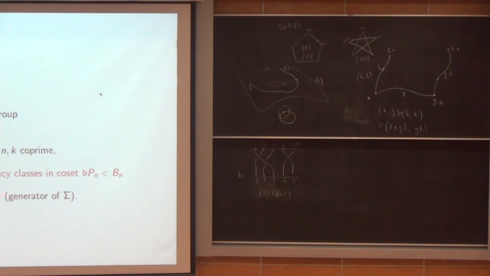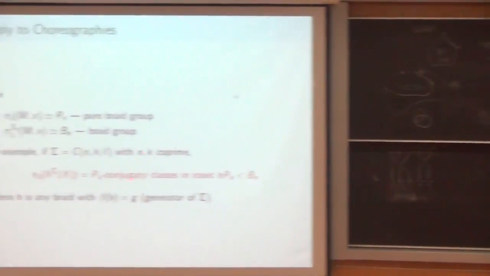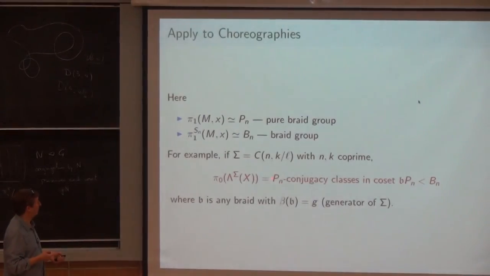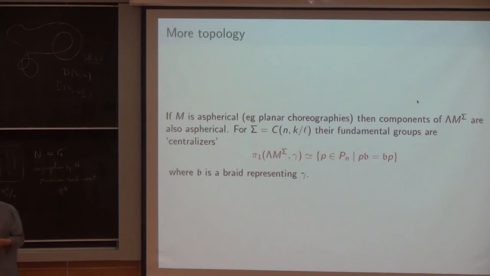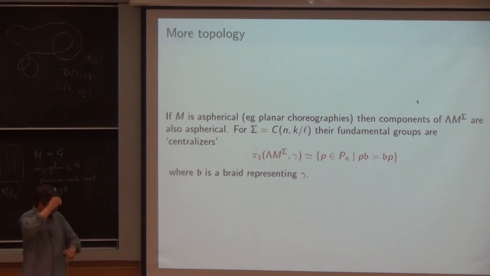So you take any braid with that particular permutation, and then you have to look for the conjugacy classes in this coset. So, to fully answer the question, you need to know more than I do about the structure of the braid group. So one can say a little bit more.